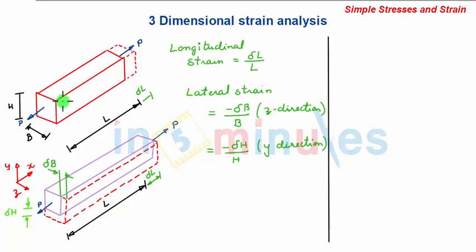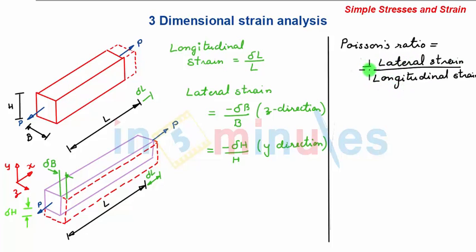So now when the bar is loaded within the elastic limit, we can define another parameter of a material called Poisson's ratio, which is defined as the ratio of minus of lateral strain upon longitudinal strain. The negative sign is introduced so as to counteract this negative sign so that we get the value of Poisson ratio as positive. So we can write the Poisson ratio as delta B upon B upon delta L upon L. We can also write it as delta H upon H upon delta L upon L. This minus sign and this minus sign get cancelled and we get the value of Poisson ratio as positive.